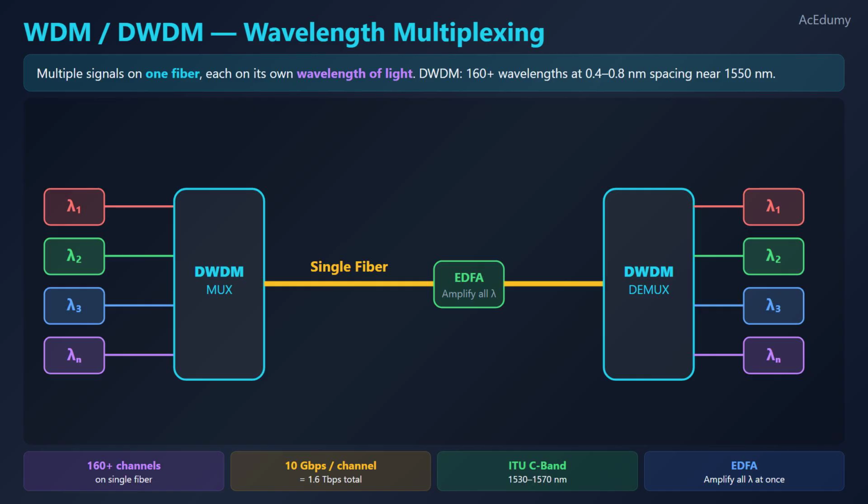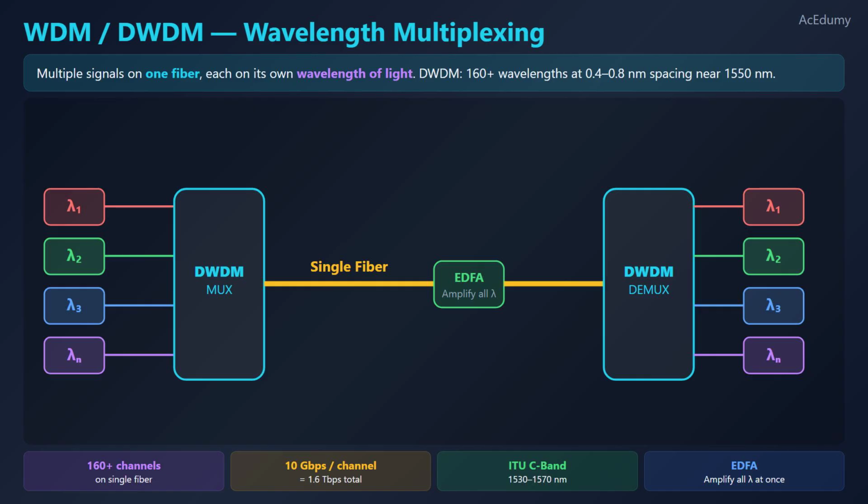Wavelength division multiplexing, or WDM, takes multiplexing into the optical domain. Instead of dividing time or frequency, WDM puts multiple signals on a single optical fiber, each carried on its own separate wavelength of light. Dense WDM, or DWDM, spaces wavelengths very closely together, at intervals as small as 0.4 or 0.8 nanometers near 1550 nanometers.